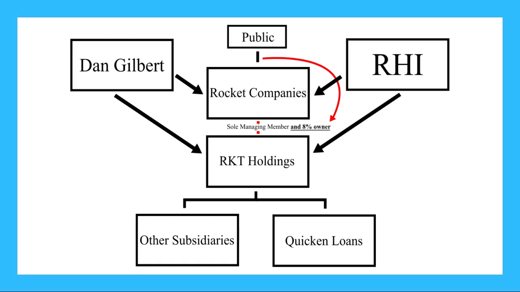And while this may seem a little odd, it's actually very similar to a SPAC, or Special Purpose Acquisition Company, which has become a popular option for companies looking to go public in recent years. Essentially what Dan Gilbert and RHI did was just create their own SPAC with Rocket Companies.